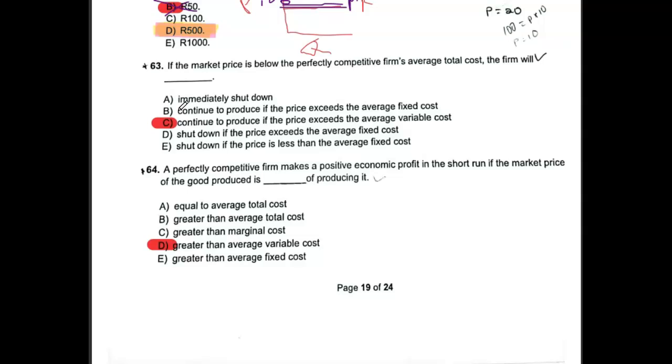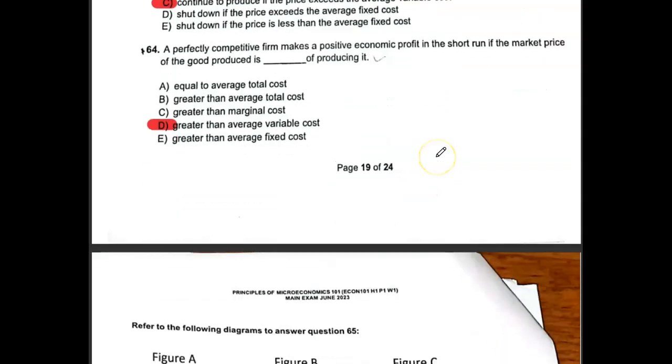63. If the market price is below the perfectly competitive firm's average total cost, will the firm? All you need to know is that if it goes below the average variable cost, it'll shut down. It'll continue to produce if the price exceeds average variable cost, right? It'll only shut down when it's below the average variable cost. It won't operate then. But right now it'll operate, because it's still above the average variable cost.